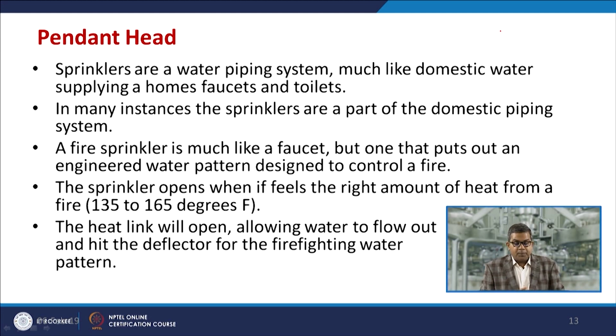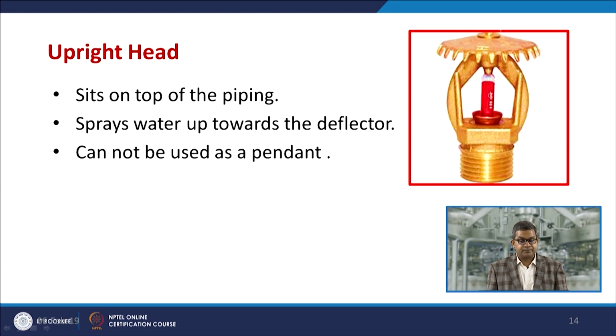The sprinkler opens when it feels the right amount of heat from the fire. Usually they are designed for a specific type of heat or temperature zone. Like in this case, the temperature zone is 135 to 165 degrees Fahrenheit. The heat link will open, allowing water to flow out and hit the deflector for the firefighting water pattern.